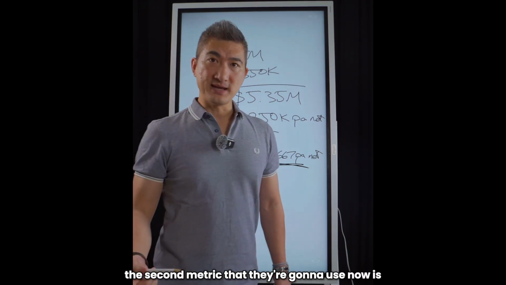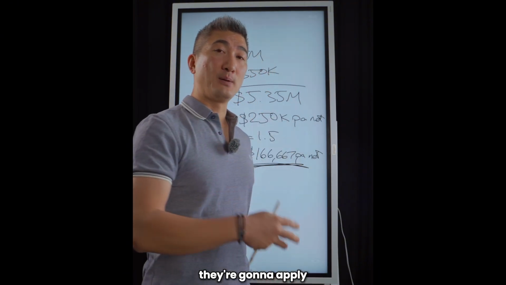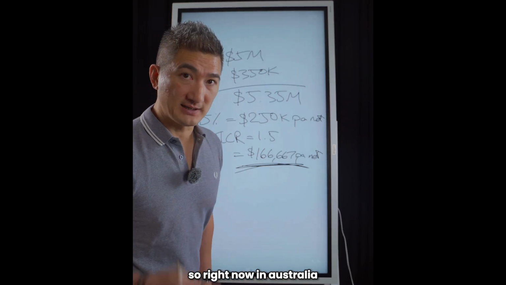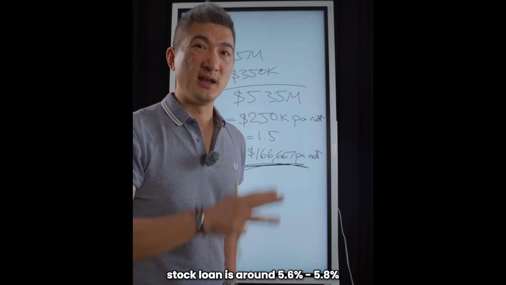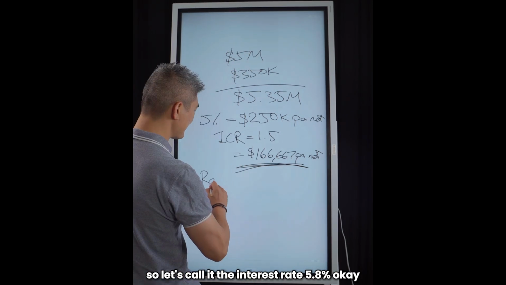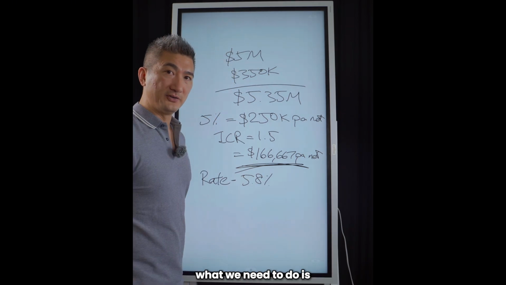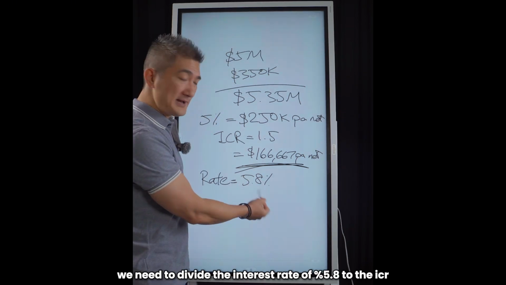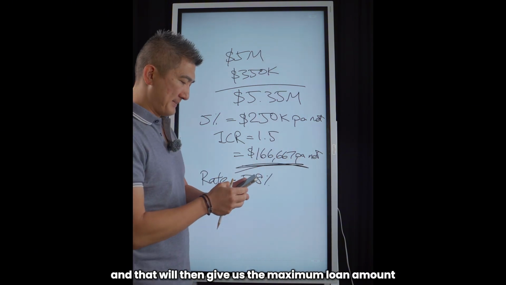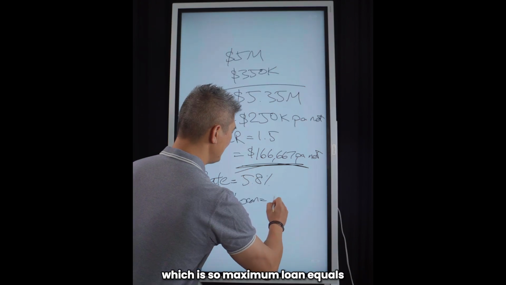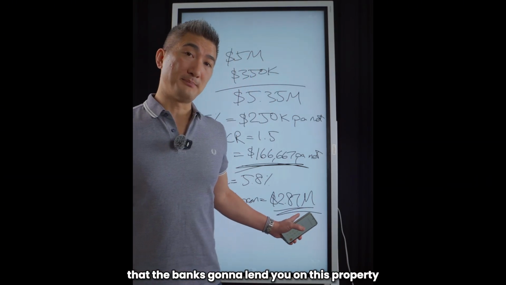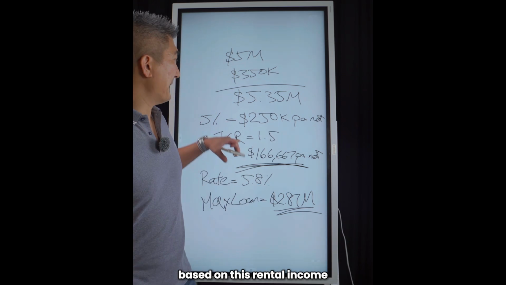Okay, so this is the ICR adjusted income that the bank is going to use to calculate the serviceability of the loan. The second metric that they're going to use is the interest rate for that particular property. Right now in Australia, the interest rates for commercial lease stock loans are around 5.6 to 5.8%. So let's call it 5.8%. Now what we need to do is divide the ICR adjusted rental income by the interest rate of 5.8%, and that will give us the maximum loan amount, which equals $2.87 million.